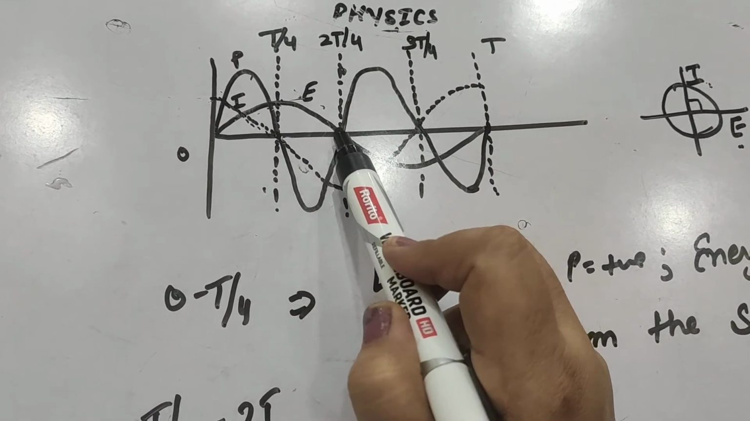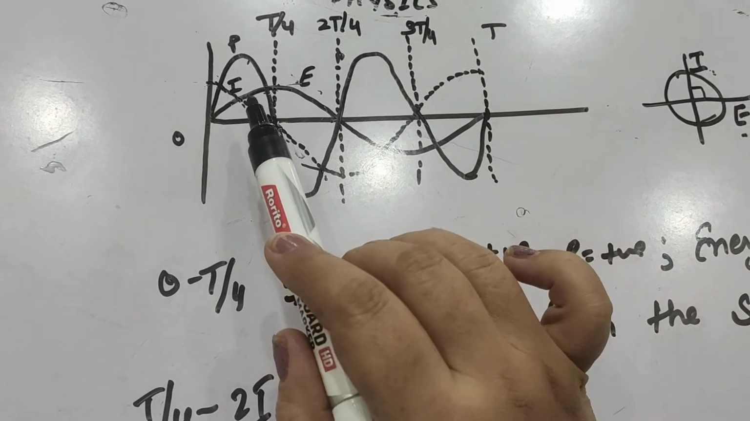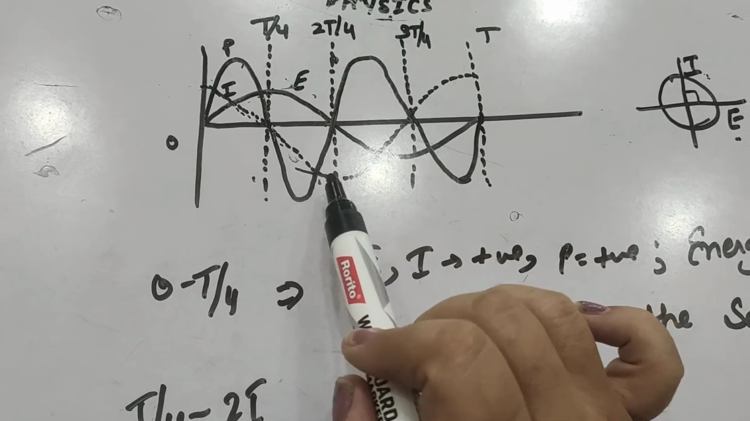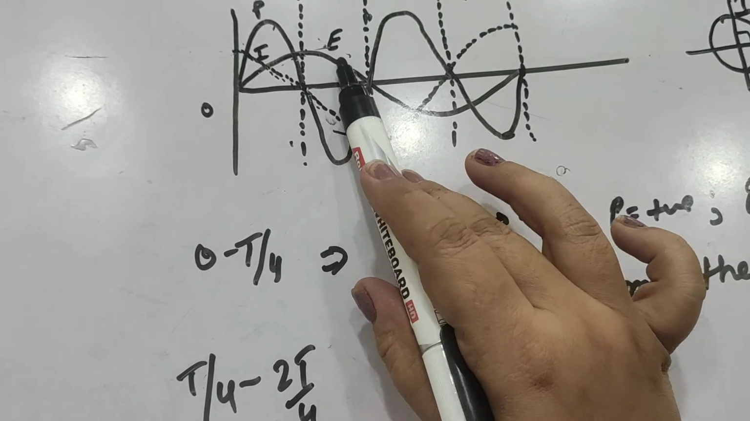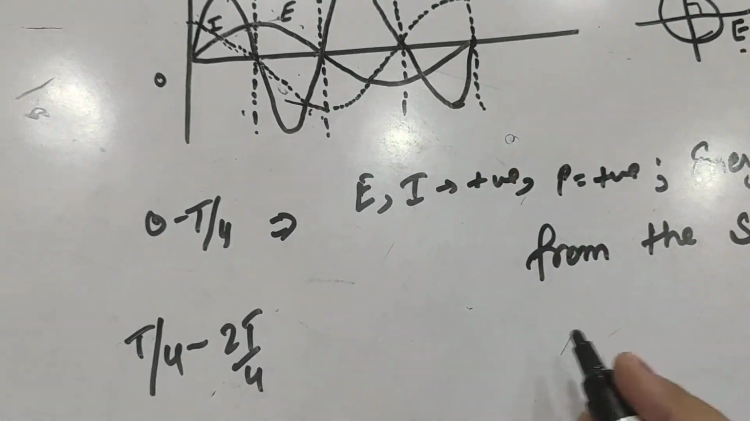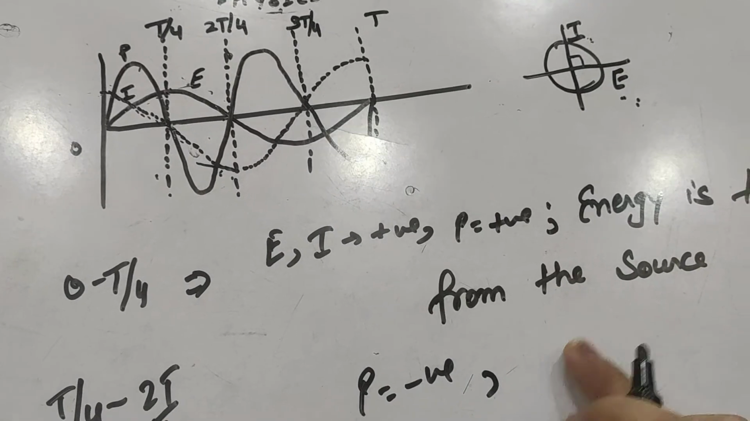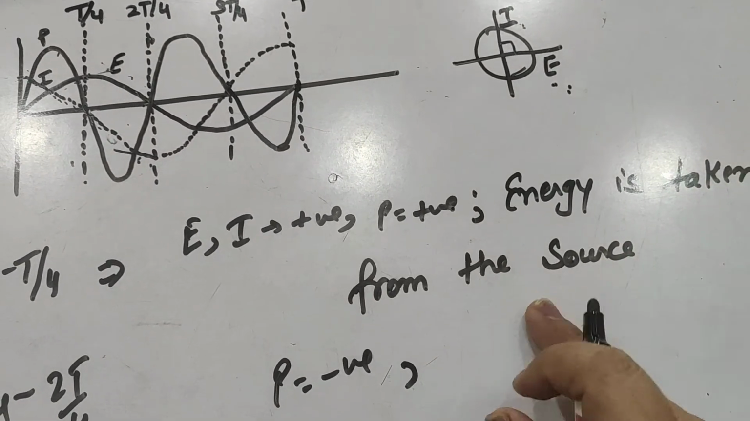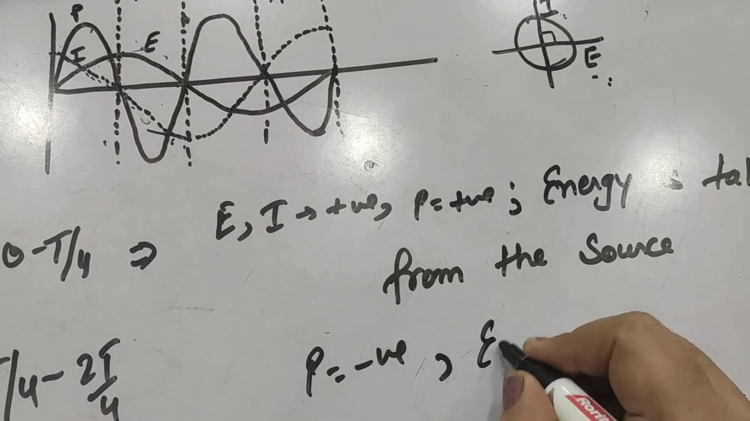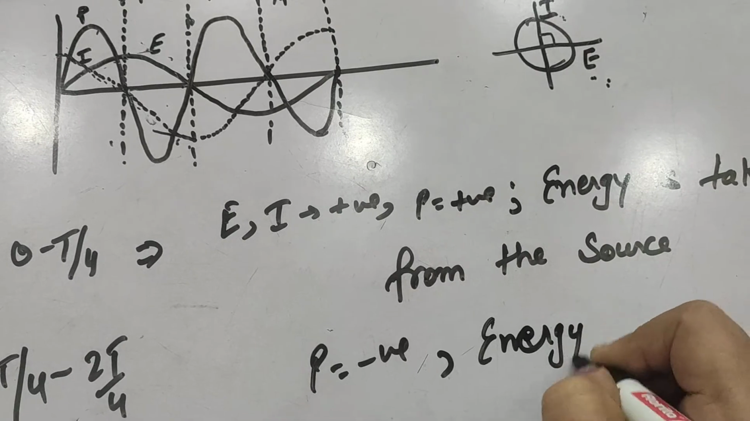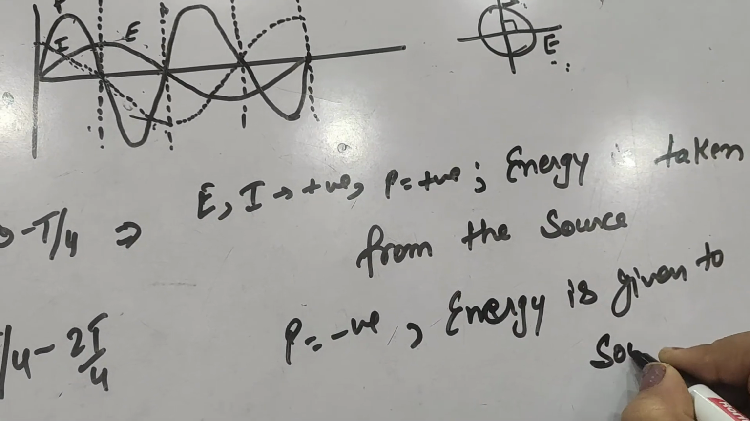Now from T by 4 to 2T by 4, you can see here in this portion EMF E is still positive but decreasing, but current is negative, that is it is increasing in opposite order, right? So in that case the product E and I is negative, so power is negative, and we can say that now the energy is given to the source, means the capacitor is being discharged.